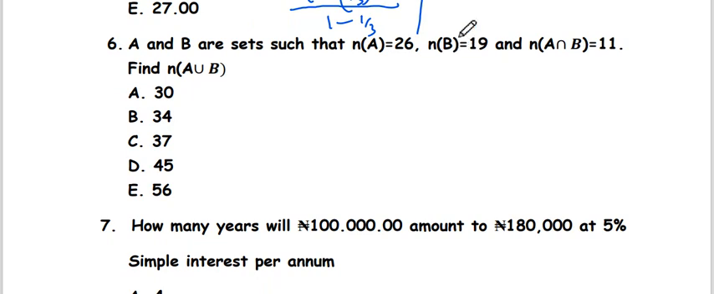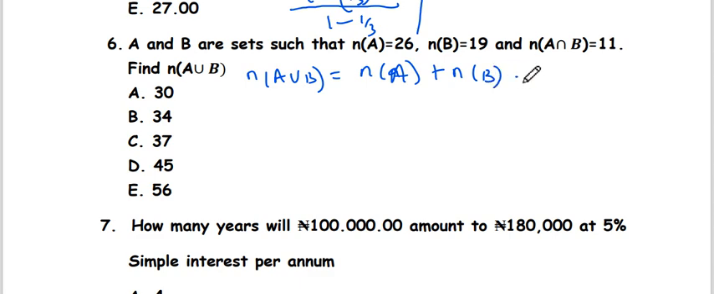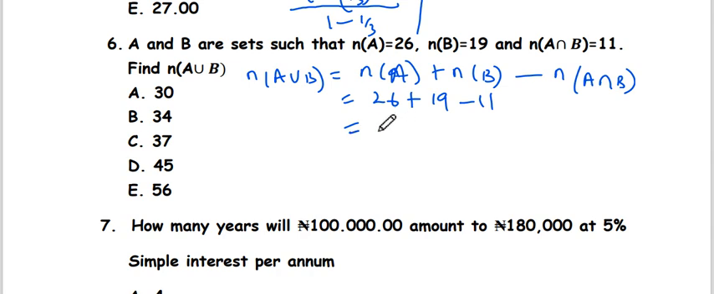Number 6, A and B are sets such that the number of terms in A is 26, the number of terms in B is 19, and the number of terms in A intersection B is 11. Find the number of terms in A union B. The formula is number of terms in A plus number of terms in B minus number of terms in A intersection B. So this becomes 26 plus 19 minus 11. So this is 45 minus 11. That gives us 34. Option B is our answer.